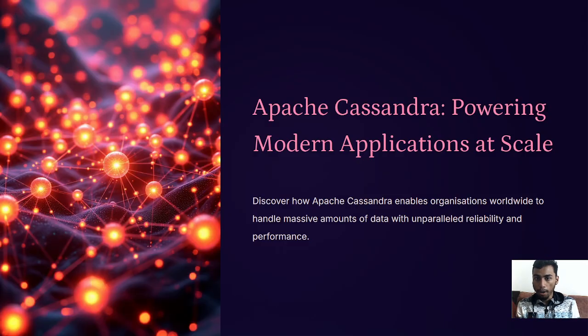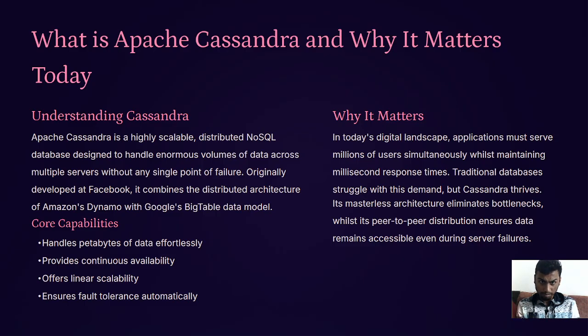So Apache Cassandra is powering modern application scale. Now we see some applications of it. So what is Apache Cassandra and why does it matter? Apache Cassandra is a highly scalable, distributed NoSQL database designed to handle enormous volumes of data across multiple servers. We have discussed that it is a distributed network. It is modeled on Amazon Dynamo and Google Bigtable data models. Core capabilities: handling petabytes of data effortlessly, providing continuous availability, offering linear scalability, and ensuring fault tolerance automatically.